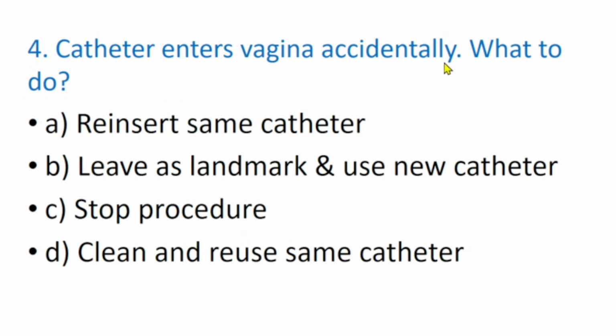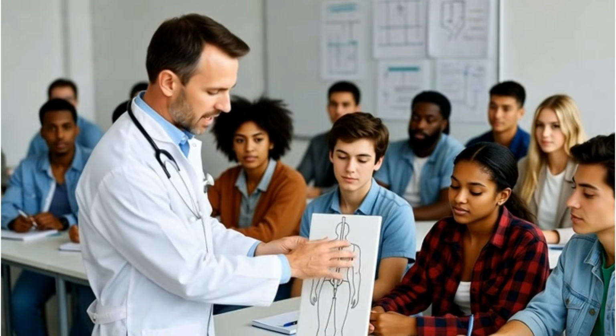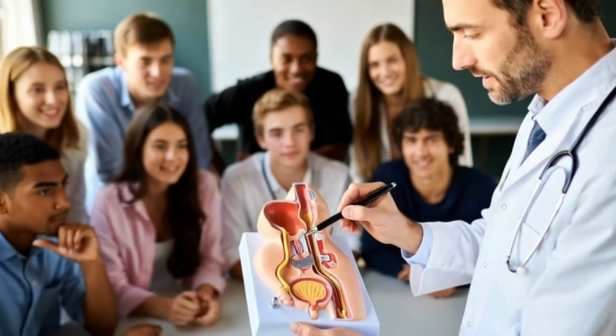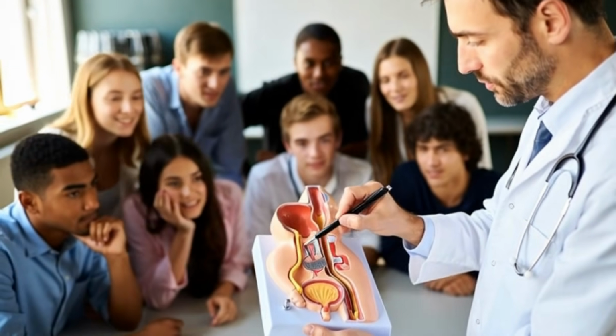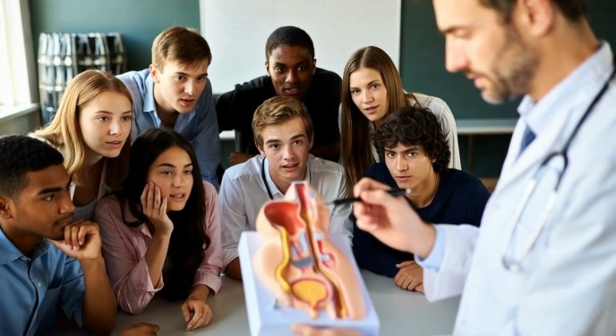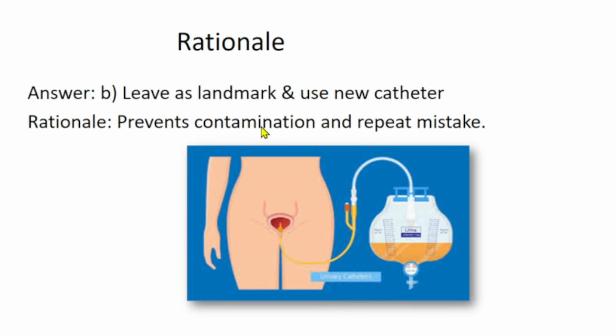Catheter enters vagina accidentally while doing female catheterization. What to do? Reinsert same catheter, leave as landmark and use new catheter, or stop procedure, clean and reuse same catheter. In this case, we will leave it as a landmark and use a new sterile catheter. Why make it a landmark? To avoid the same mistake again, and also we need to use a new sterile catheter next time. It will prevent contamination and repeating the mistake.